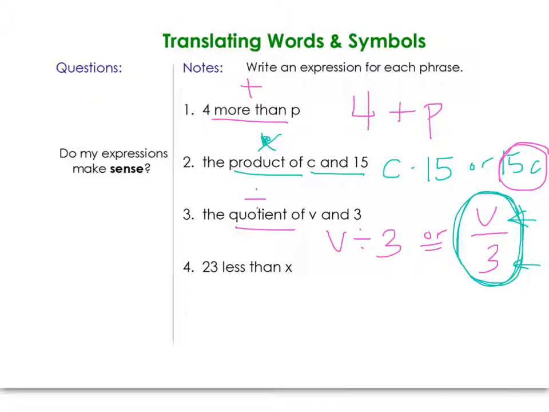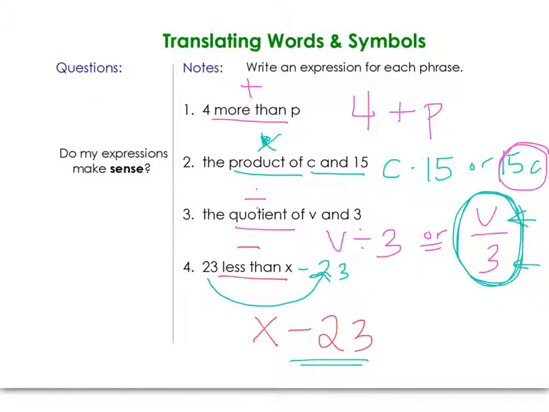23 less than X. Less than means subtraction, but it's one of my fancy ones where I'm going to flip the order and put 23 after X. So 23 less than X would look like this. 23 less than the value of X. And this would be my final answer.